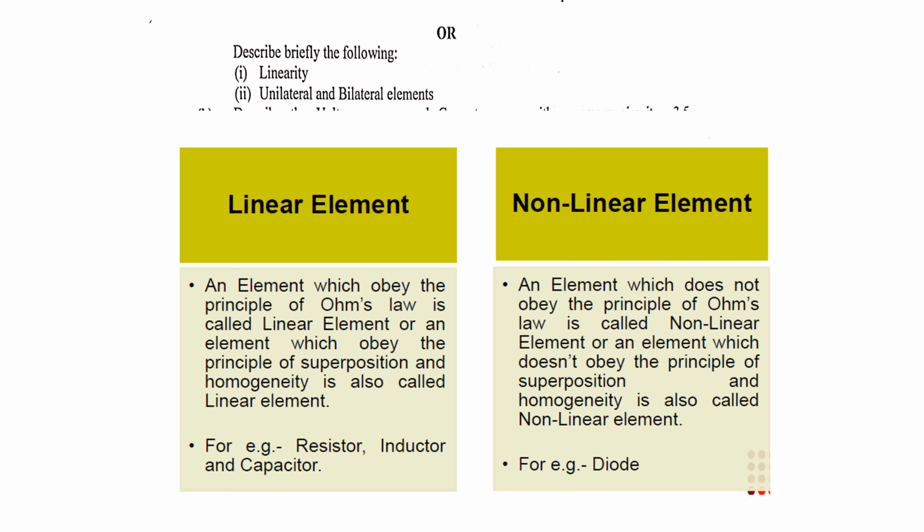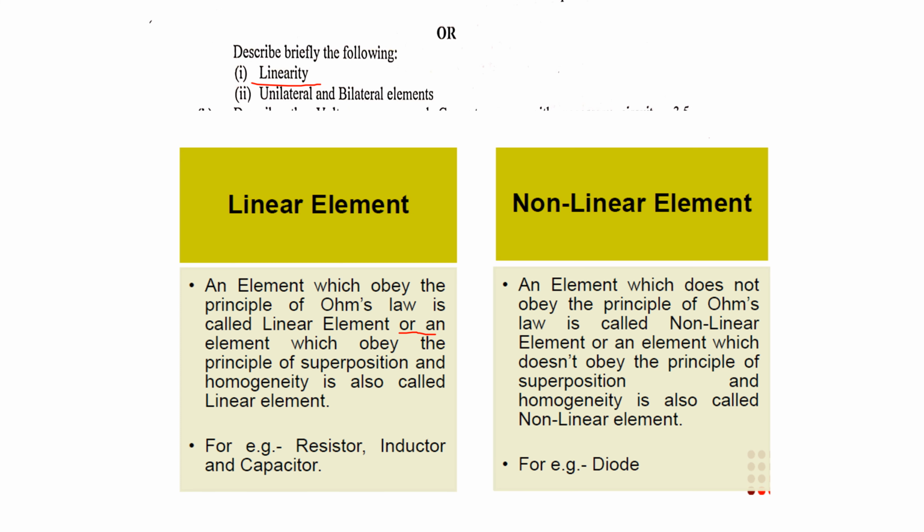The next one is unilateral and bilateral. You have to define unilateral and bilateral. Before this, we have to describe linearity. An element which obeys Ohm's law is called a linear element, or an element which obeys the principle of superposition and homogeneity is also called a linear element. You have to write the whole definition. The power part is also to be described here, and you have to provide examples. If you provide non-linear elements also, then it will be good.